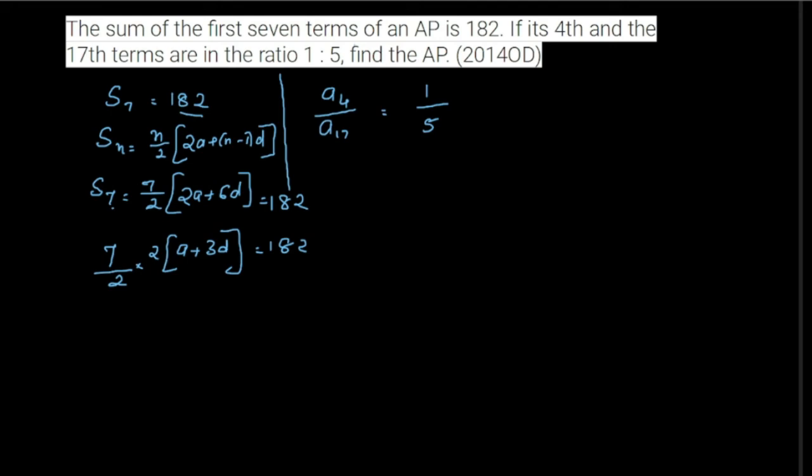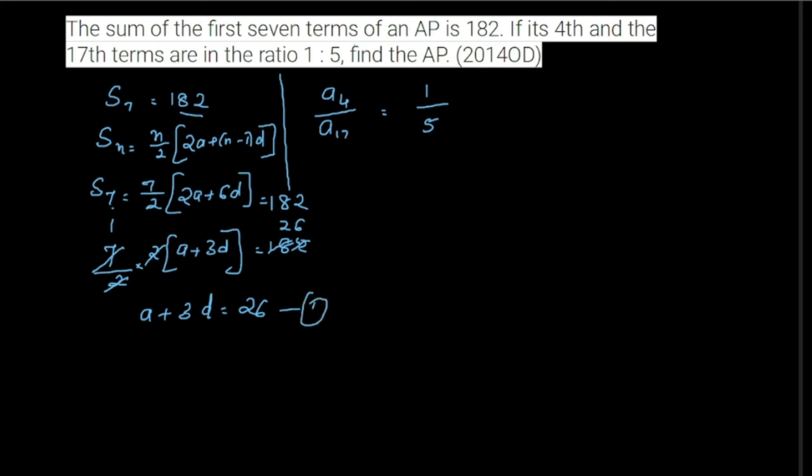Now the 2 is cancelled. Now 7 and 182. 182 is divisible by 7. 7 goes into 18 two times, 2 sevens are 14, then 42, 6 times, 6 sevens are 42. So a plus 3d is equal to 26. That is the first equation.